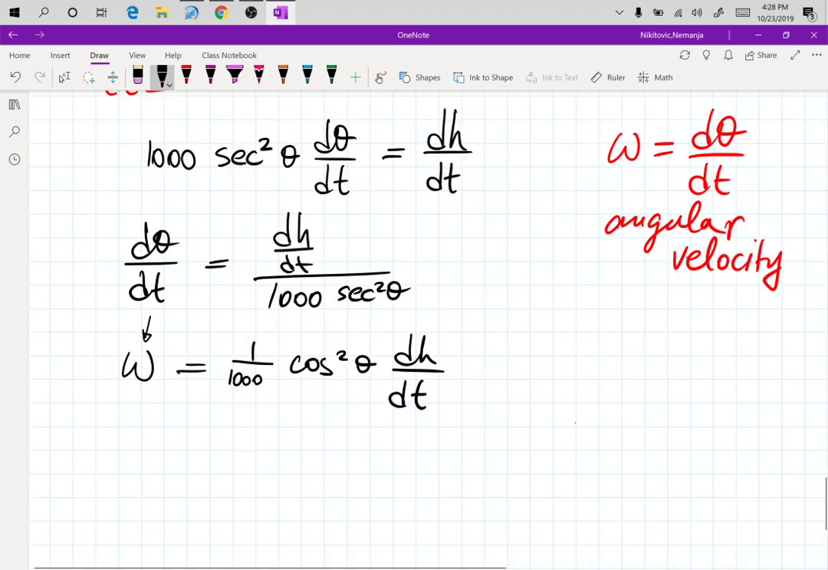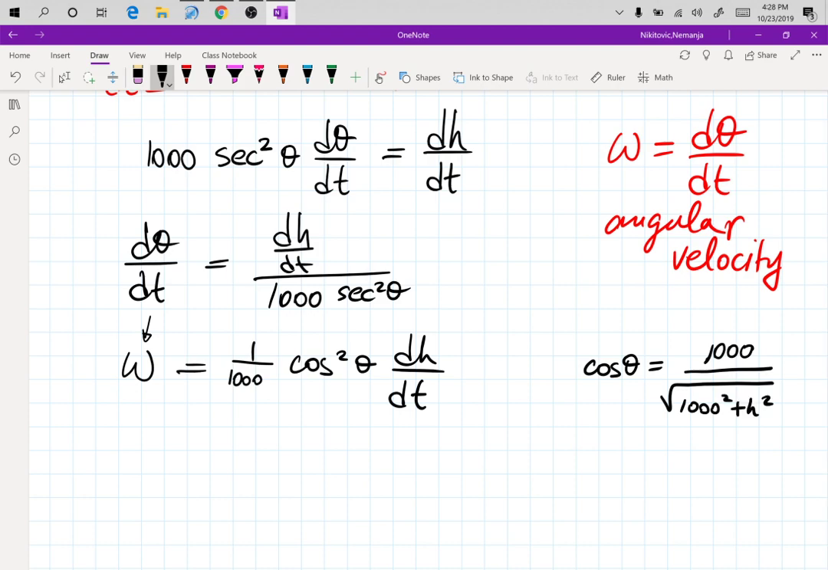So, cosine theta is given as adjacent over hypotenuse. And I just plug that in. Now you have to square it, right, to replace the square.